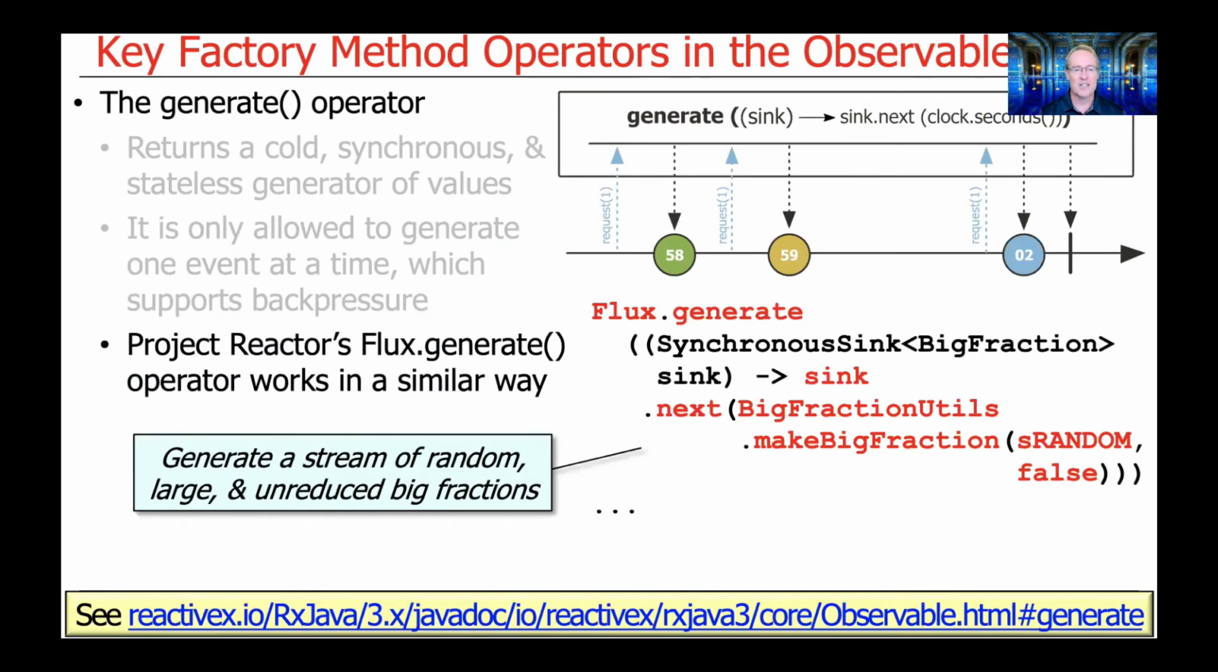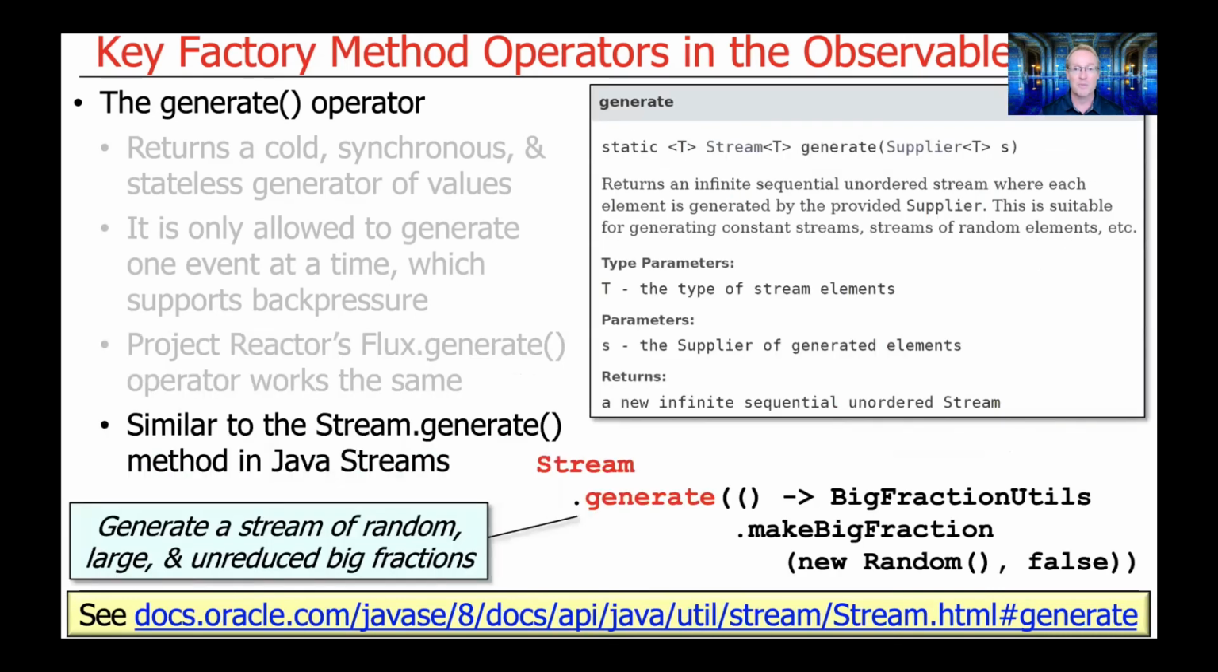Project Reactor has a generate operator in its Flux class that works very much the same way. In particular, this little code snippet here is also used to generate a stream of random, large, and unreduced big fractions. The main difference is the types that are passed in are slightly different. Instead of passing in an emitter, we pass in something called a SynchronousSink. But otherwise, the basic ideas are very similar.